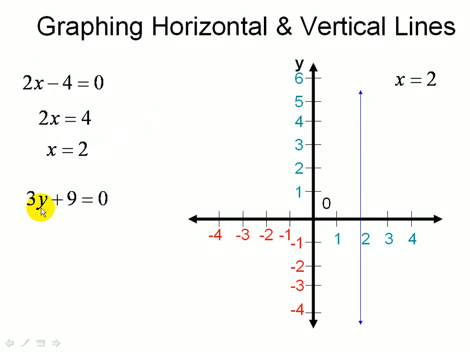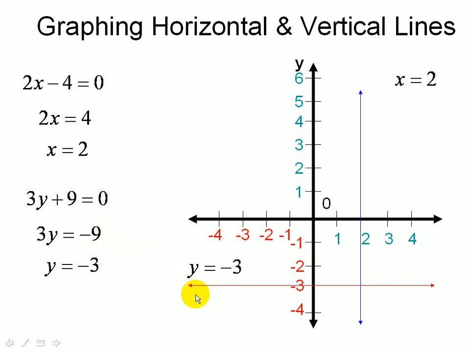Now let's solve 3y plus 9 equals 0. Here we see 3y equals negative 9, and that yields y equals negative 3, where we divide both sides of this equation by 3. Plotting that for y equal to negative 3, we have a horizontal line where y is equal to negative 3. So that concludes the graphing of horizontal and vertical lines.